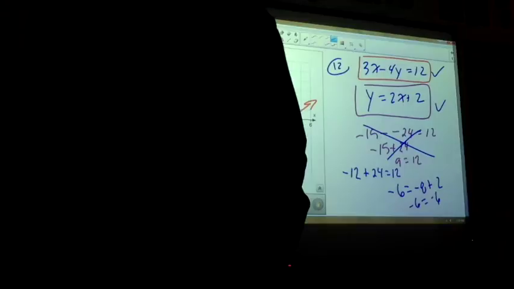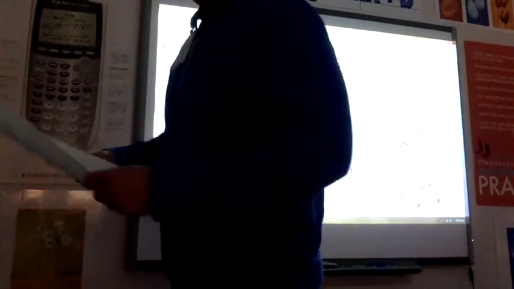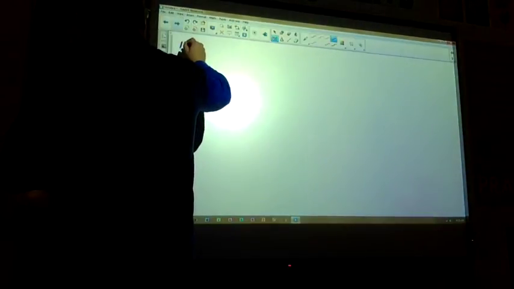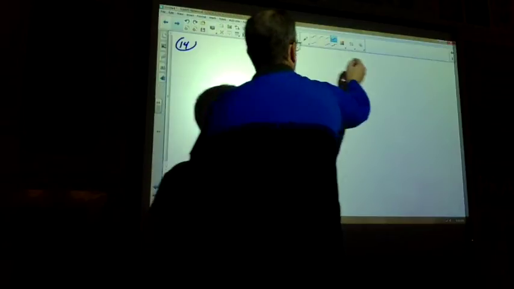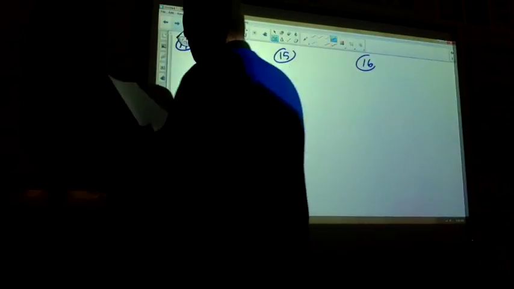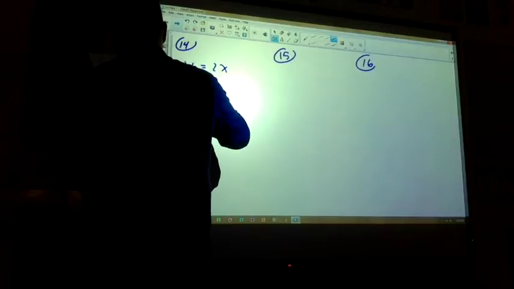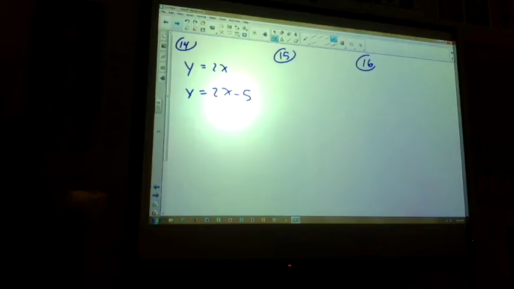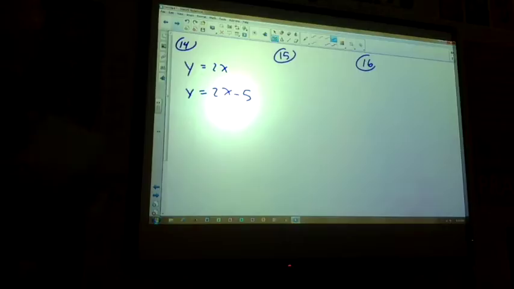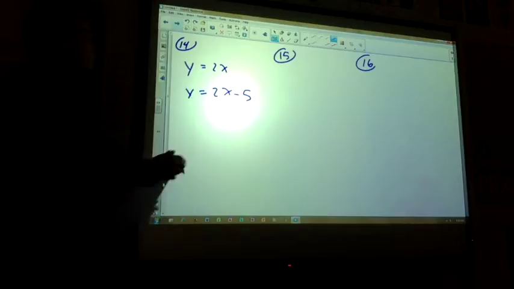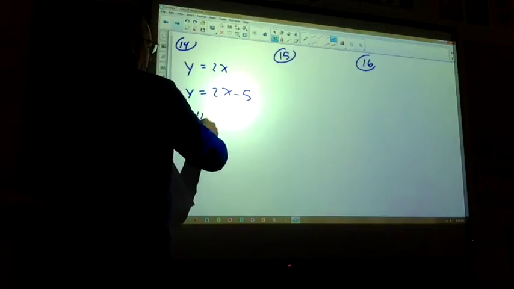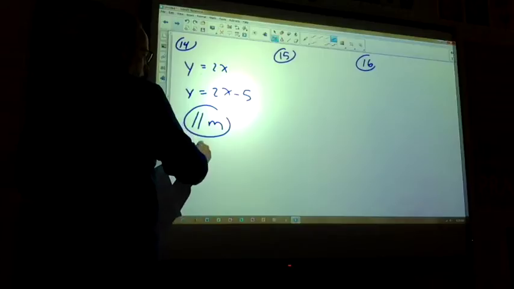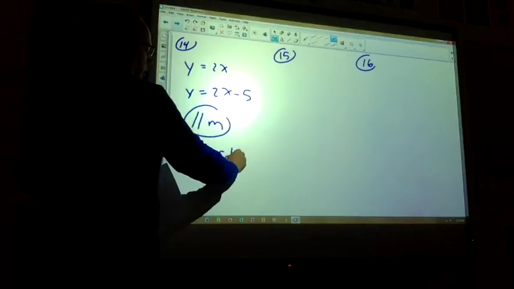Okay, and then 14, 15, and 16. I just wanted to run through real quick. 14, we have y equals 2x and y equals 2x minus 5. What can you tell me about the slope of both of these? 2 is the slope, so they have the same slope. So these are parallel to each other. They don't appear to be the same line because one of them has minus 5 and one doesn't, right? So they have parallel slopes, so there is no solution. These will not cross each other.